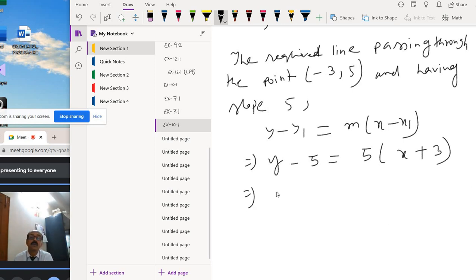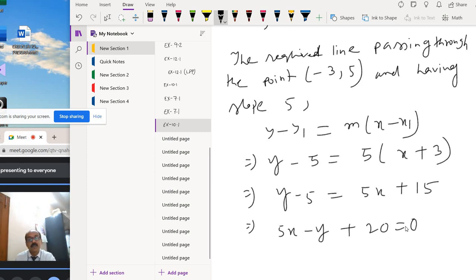Now y minus 5 equals 5x plus 15. So 5x minus y plus 20 equals 0. Yes, sir. This is the answer, the required equation of the line. Yes, sir, it is clear.